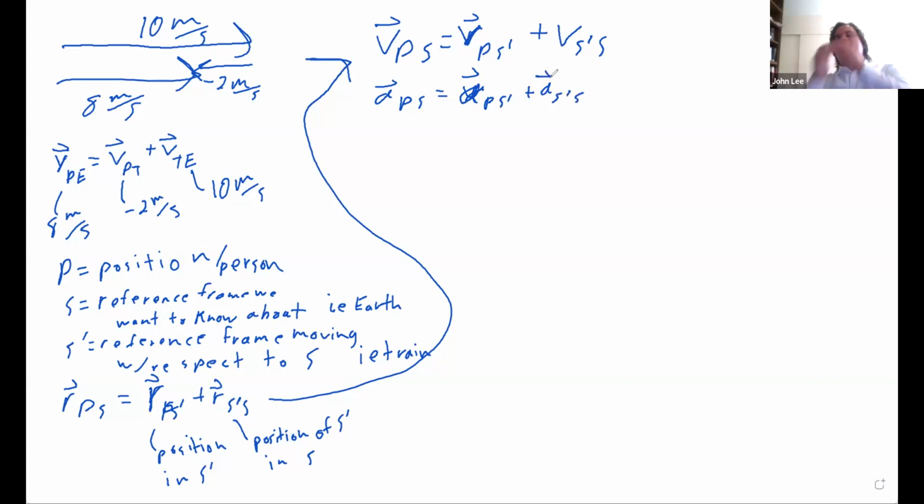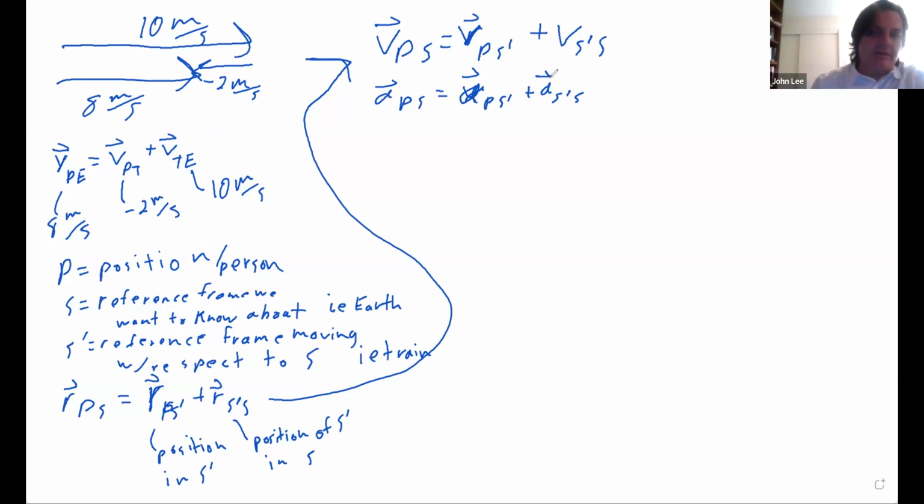And then in most of the systems we're going to be looking at, there isn't going to be any acceleration of S prime relative to S. So this is just going to have the same acceleration in S prime as it does in S, in your stationary system or your reference system.